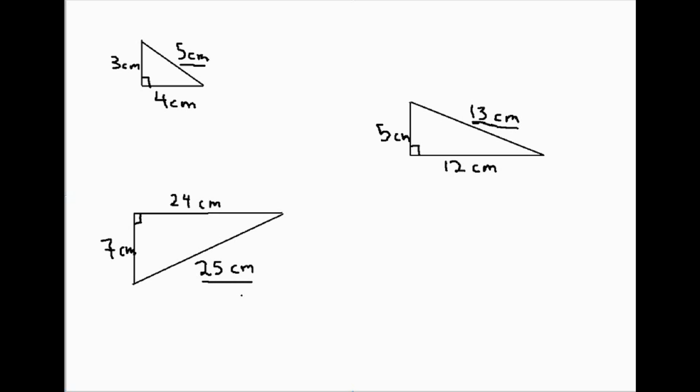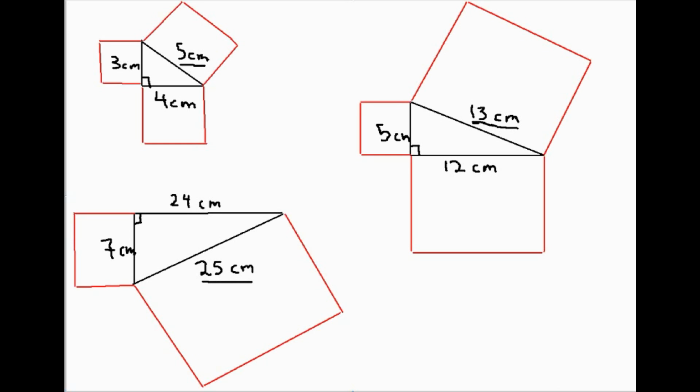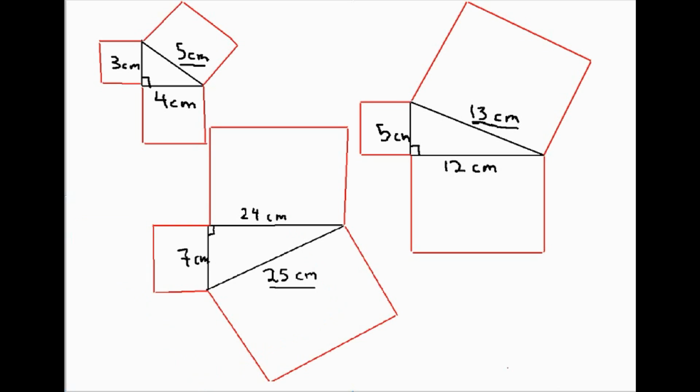When you look at these measurements, it's not very clear what the relationship is. There doesn't seem to be any relationship between the lengths of the sides. And that's because the relationship is not actually connected to the lengths of the sides. But if we attach a square to each one of these sides, we start to see what the relationship is. All I've really done here is attach squares to each one of the sides of all of the right-angle triangles.